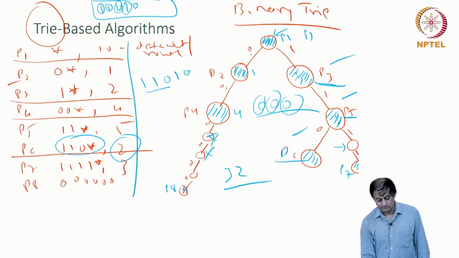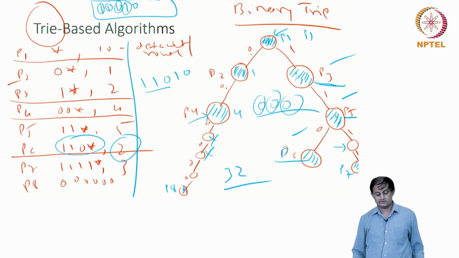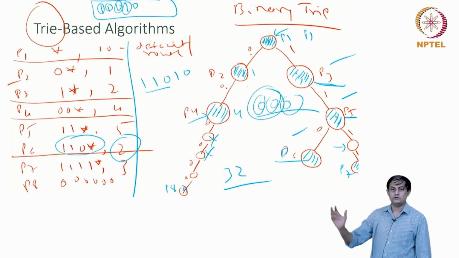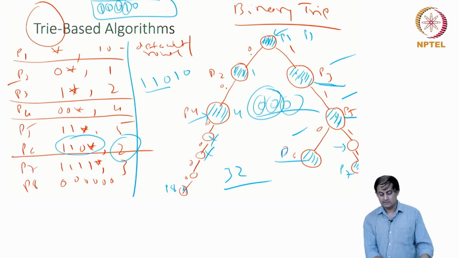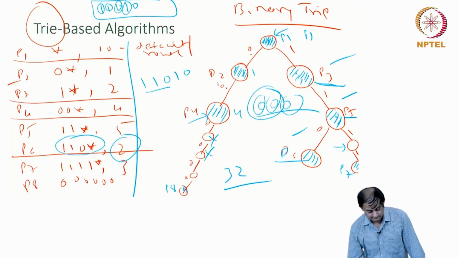But since this node is not marked, you do the routing decision based on the previous match that you found. Here in this case it is P4, meaning that using only 00 star, you are doing the routing decision. That is the longest prefix that is matched for this IP address. So that is how this data structure works.